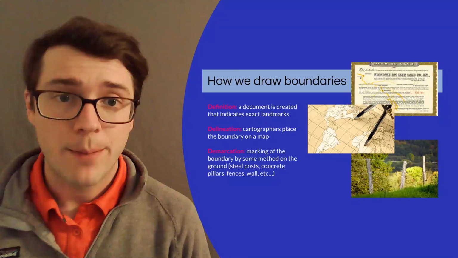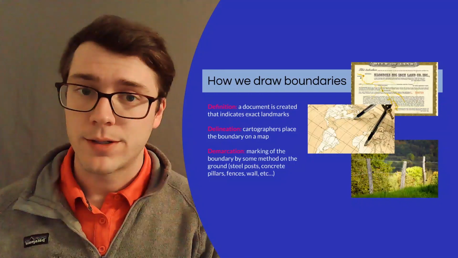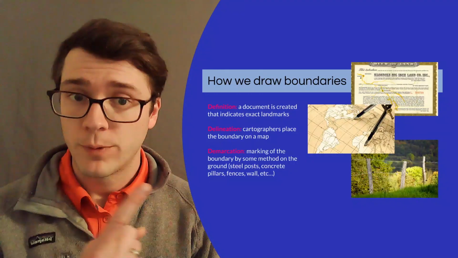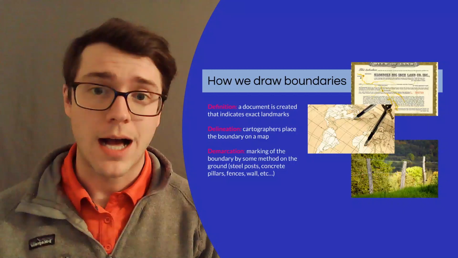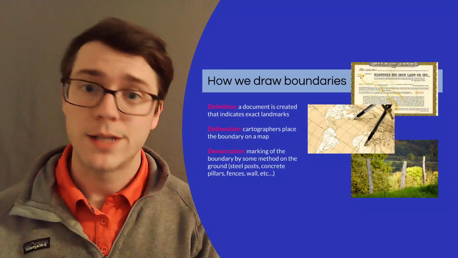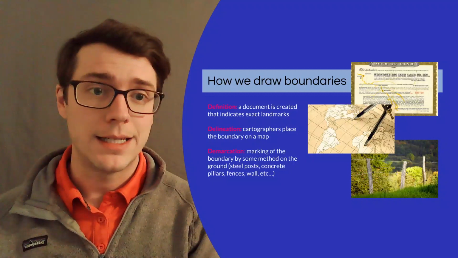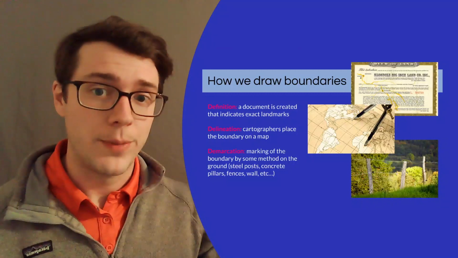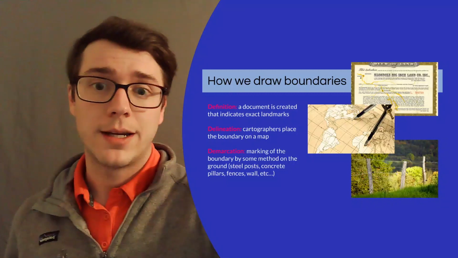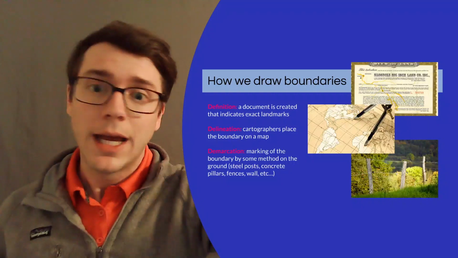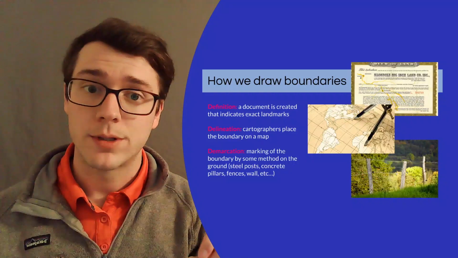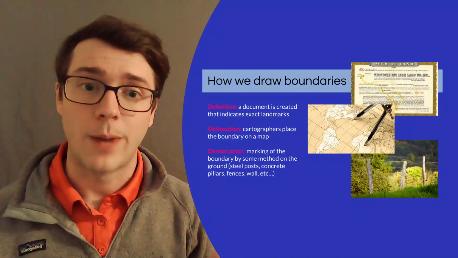So just to recap all of that, the way that we draw boundaries, we can do the definition, which is first. That is when you create a document that shows what it is by describing landmarks. So this is like when we bought our house and we got a deed. It literally said from this part of the street back to the creek and 5 yards further is part of our land, and it was written out for us to understand what our boundaries were.